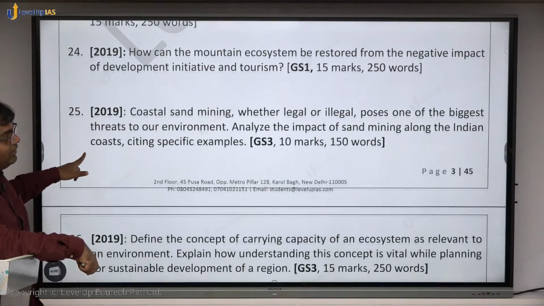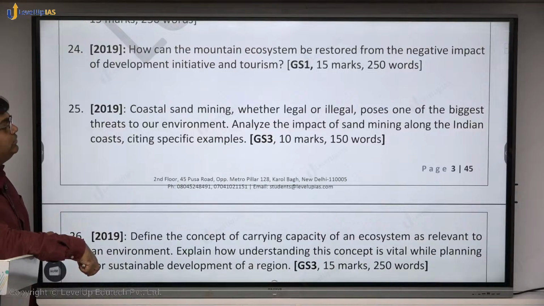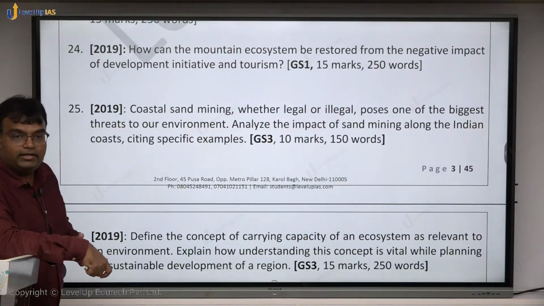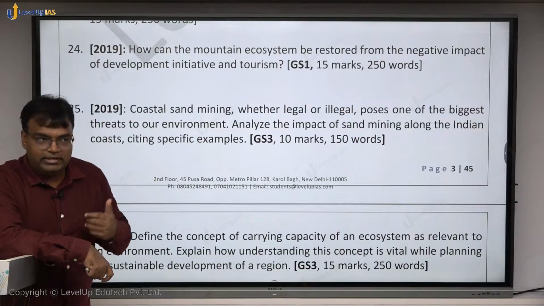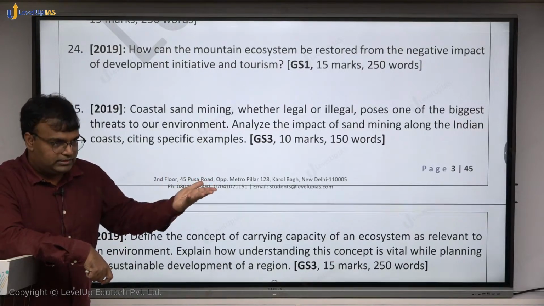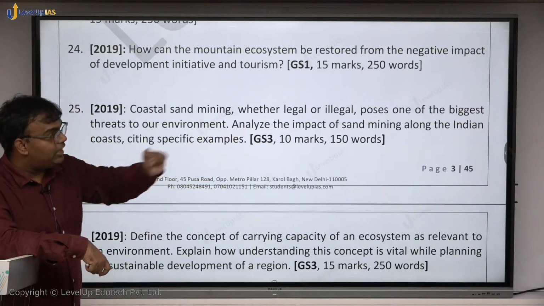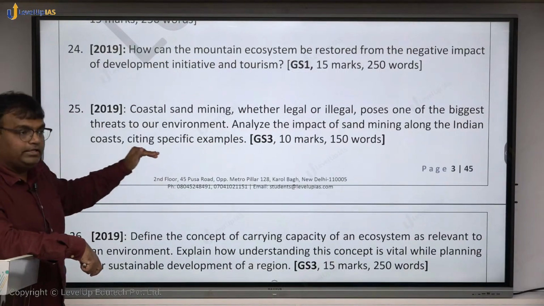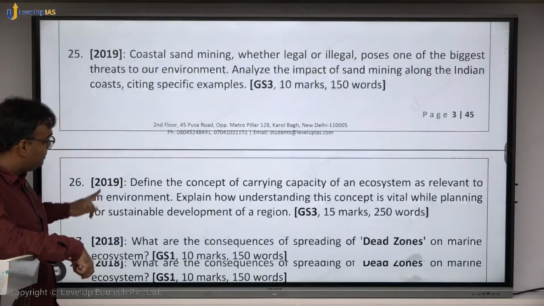Coastal sand mining, whether legal or illegal, poses one of the biggest threat to our environment. Again, environmental impact assessment का एक developmental project है. What is its impact? Analyze the impact of sand mining along the Indian coast, citing specific examples.